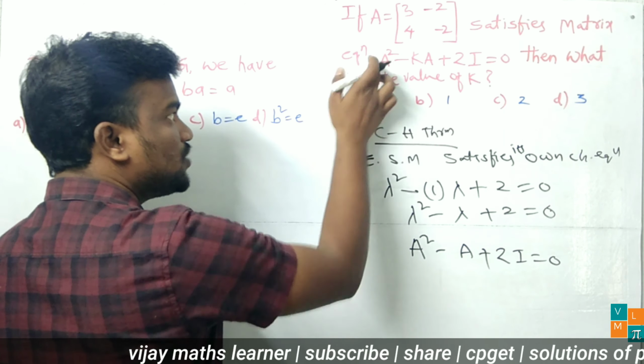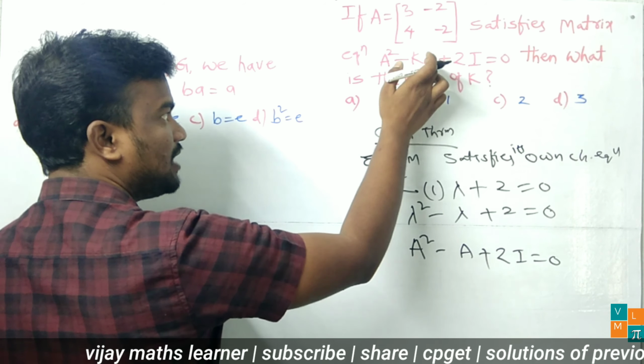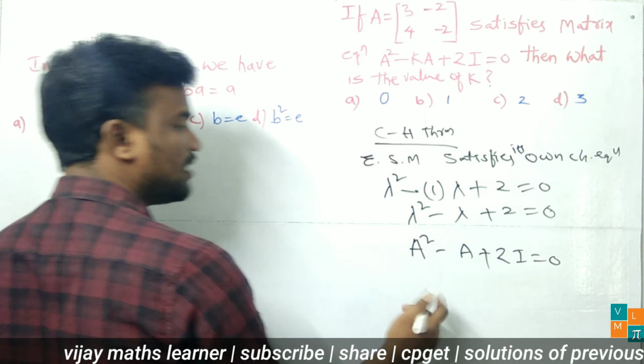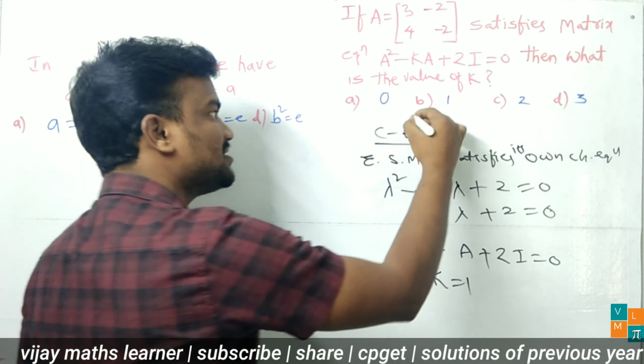Now compare these two equations. What we get? A square minus A. What is the coefficient of A here? K. Here what is the coefficient of A? 1. So K equals to 1. So option B is the correct one.